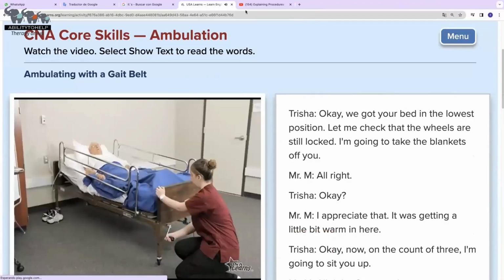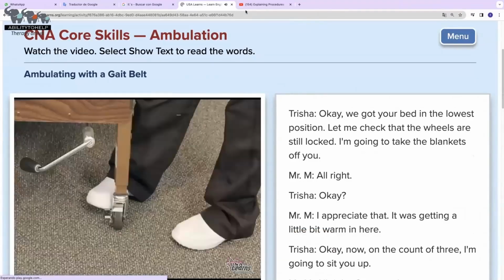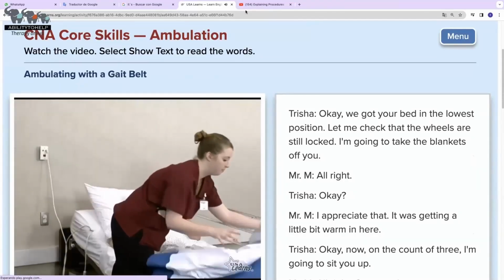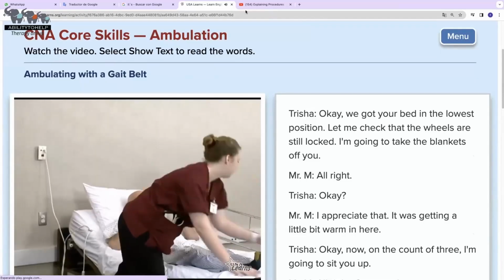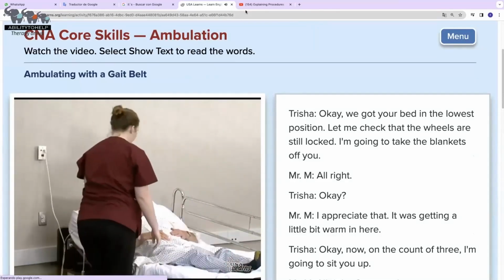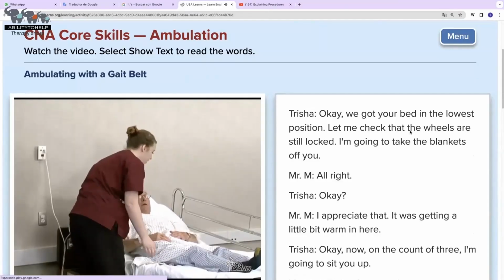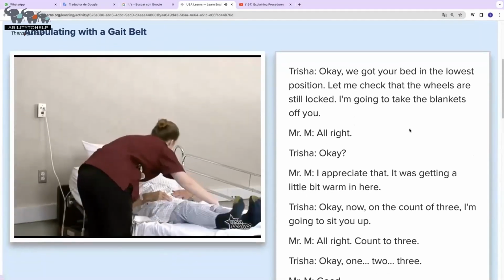Okay, we got your bed in the lowest position. Let me check that the wheels are still locked. I'm going to take the blankets off you. All right. I appreciate that. It's a little bit warm in here. On the count of three, I'm going to sit you up. All right, count to three. Okay, 1, 2, 3.